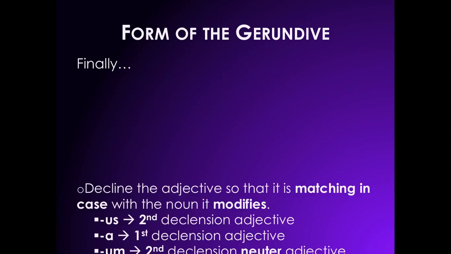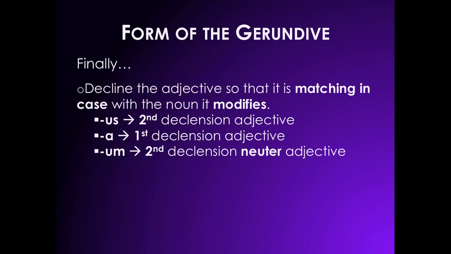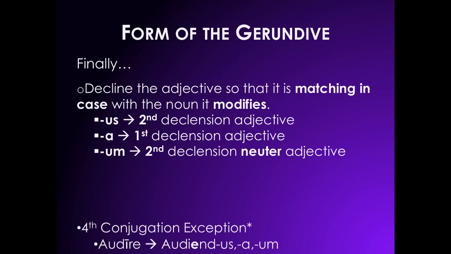And finally, you would decline your adjective because it has to have a case and number. So if you have a masculine gerundive that ends in us, you would decline it as though it were a second declension adjective. If you took the feminine form of the gerundive and your ending is a, you decline it as though it were a first declension adjective. You took the neuter form of the gerundive and your ending is um, decline it as though it were a second declension neuter adjective. So that's very important. That's where it gets really important in distinguishing the differences between the neuter endings and the regular second declension endings.